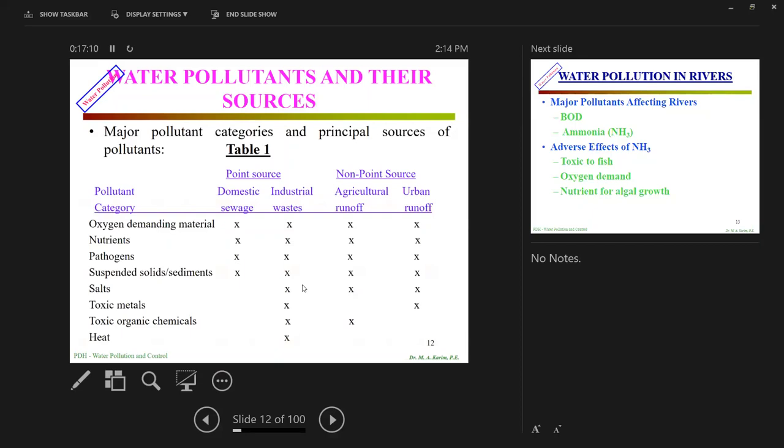So domestic sewage looks like it can have nutrients, pathogens, suspended solids. Industrial waste looks like it can have all of those, including heat, right? Heat and toxic metals, toxic organic chemicals, salts, and everything. The agricultural runoff can have everything except, looks like, metals, because most of the time we don't have them, as well as heat. Because in agriculture, I don't think we do anything that will raise the temperature of the agricultural water. Urban runoff looks like almost everything except metal, chemicals, and heat. Heat mainly, they are not part of it. So these are the sources of the pollutants from different sources and types of pollutants. This kind of correlates to pollution.